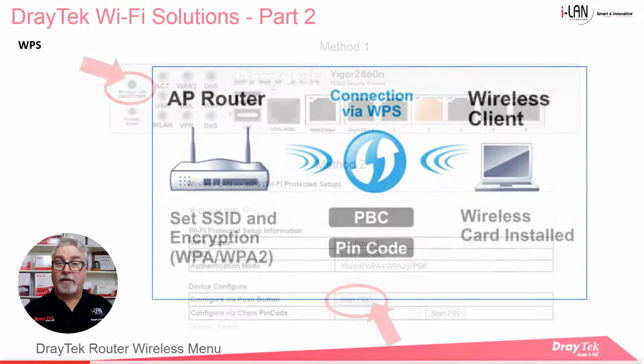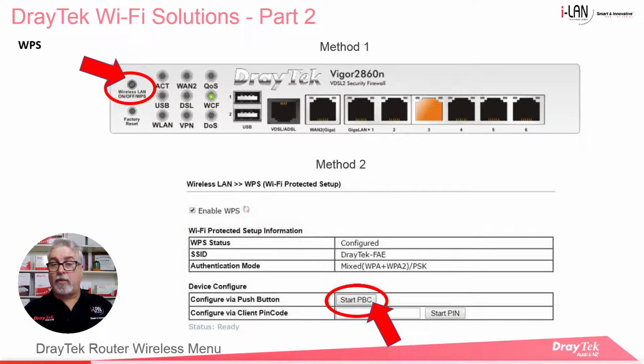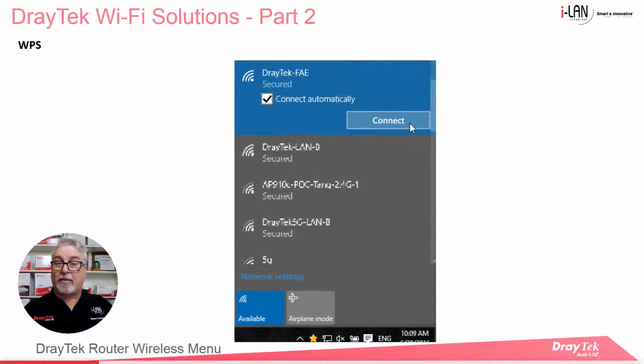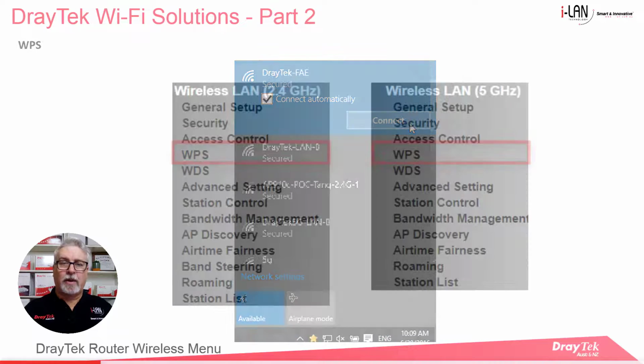To turn on WPS, method 1, just press and hold the wireless LAN on-off WPS button on the front of the panel, or if the router isn't easy to get to, you can log into it and go to Wireless LAN, WPS and click Start PBC. The activity and WLAN LEDs will flash rapidly for 2 minutes waiting for connections. During that 2 minutes on the wireless client, simply select the router's SSID and click on Connect and job done.